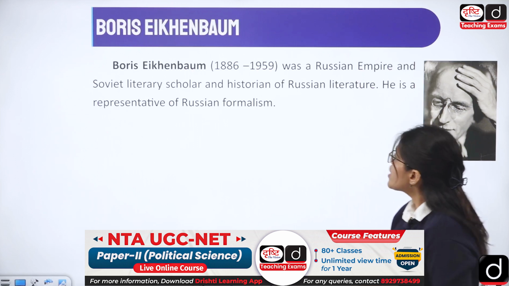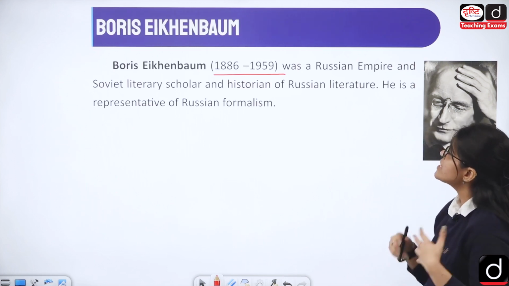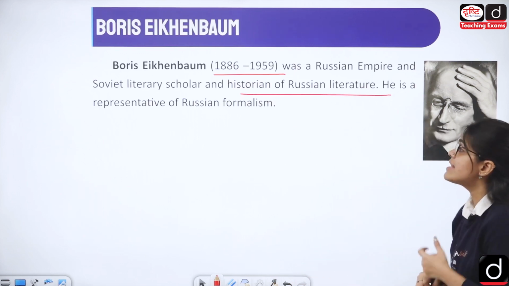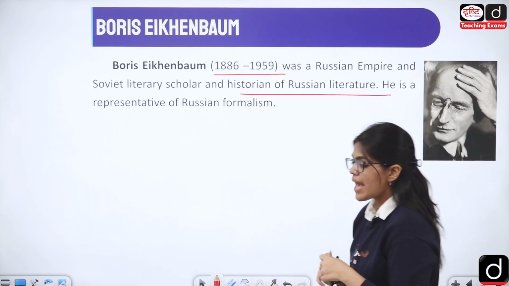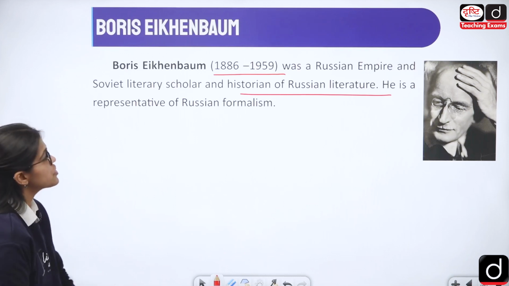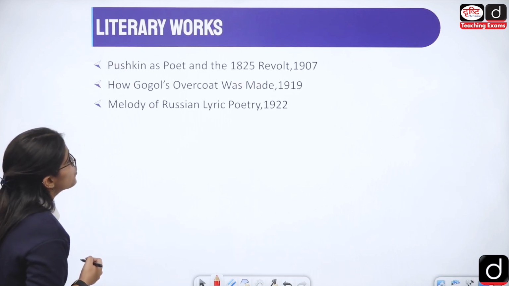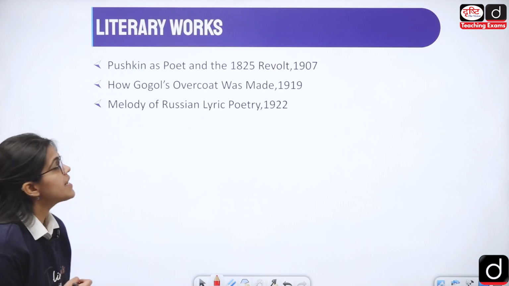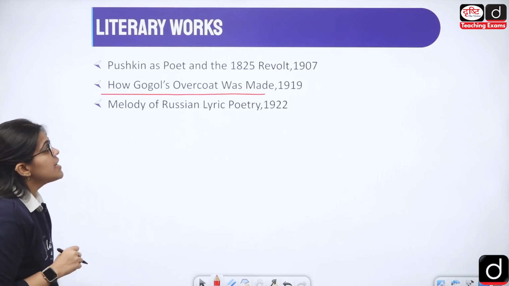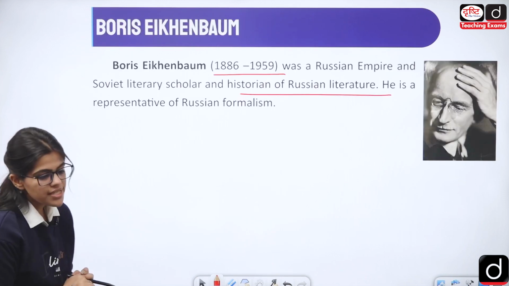Then we have Boris Eikhenbaum, a theorist from 1886 till 1959, related to the Russian Empire and a Soviet literary scholar. He is also a historian of Russian literature and a representative of Russian formalism. He kept on writing about the Russian Empire and the Soviet literary circles of that time. His literary works are as follows: Pushkin as Poet and The 1825 Revolt, which came out in 1907; How Gogol's Overcoat Was Made, 1919; and Melody of Russian Lyric Poetry in 1922. These are the various works of the very important writer Boris Eikhenbaum.